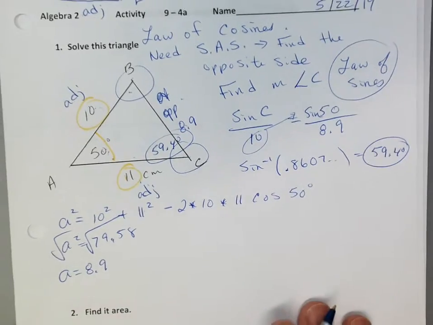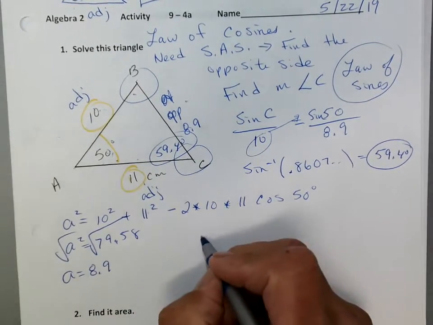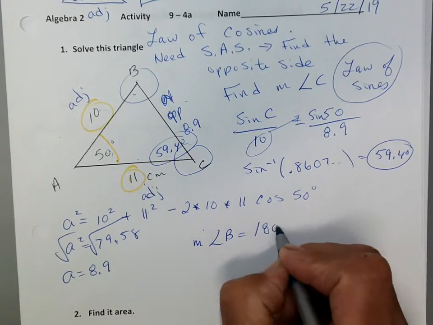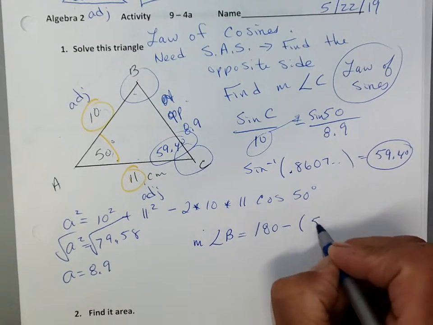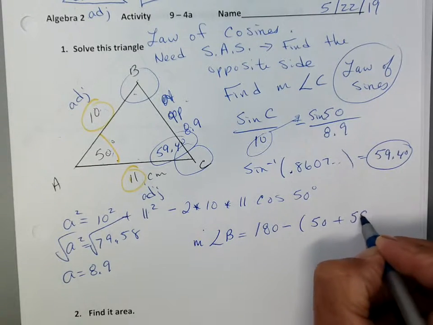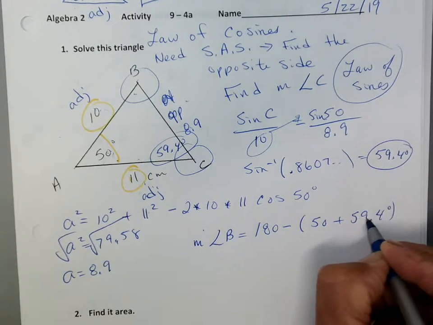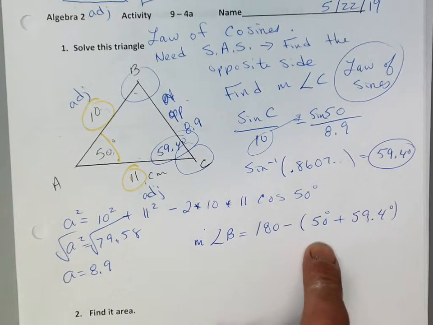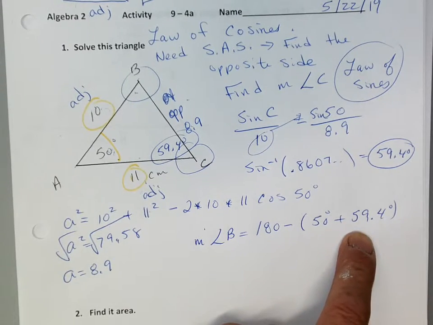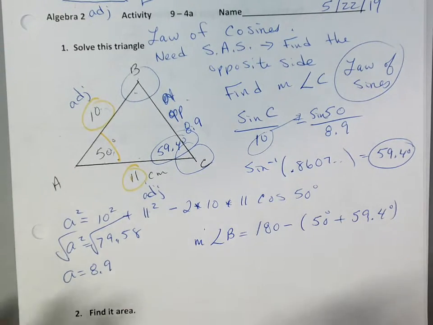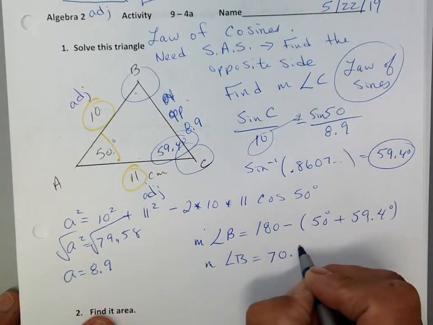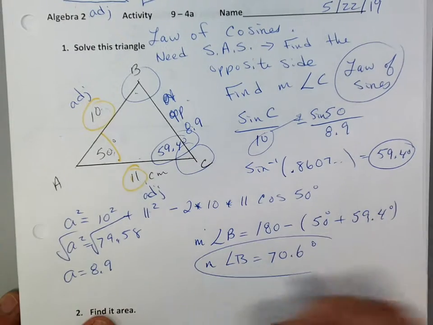Angle B, because I'm just going to get angle B from 180 degrees. So the measure of angle B is equal to 180 degrees minus my 50 plus my 59.4 degrees, right? Let's use my calculator, 180. You already got it, that's awesome. 50 plus 59.4, thanks Daisy. 70.6, right? Okay. What do you think?